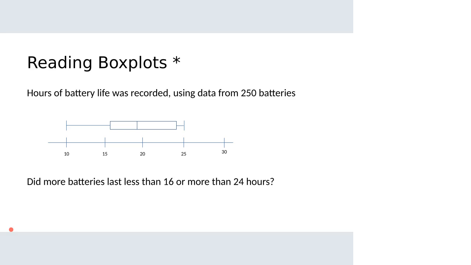Okay, just a reminder of what that question is. When they did these 250 batteries and they compiled all this data and they made this box plot, did more batteries last less than 16 hours, or did more batteries last more than 24 hours? So that's the question. Were there more batteries that lasted a really short lifespan, or more batteries that lasted a really long lifespan?